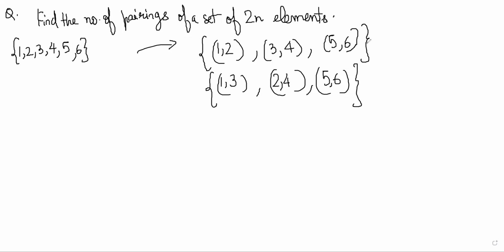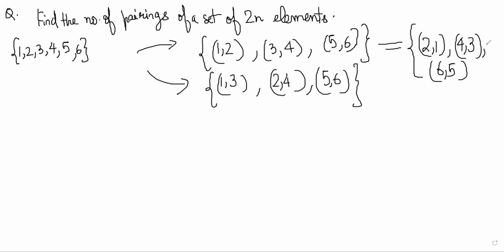Okay, so now again here, technically order doesn't matter for us. Like 2 comma 1, 4 comma 3, 6 comma 5 is the same pairing, right? So you will have to be careful. This is the same pairing. These are not different. You'll have to be slightly careful here.